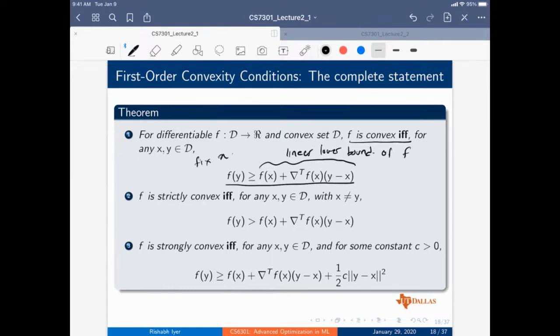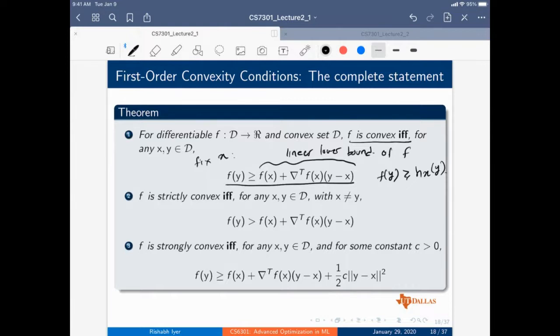If we fix x, then you can look at f(y), which is greater than or equal to this linear function h_x(y). So h_x(y) is a linear function, f(x) plus ∇f(x)ᵀ(y − x). What I've done here is fix an x, and for fixed x, I vary y, and this gives a linear lower bound.